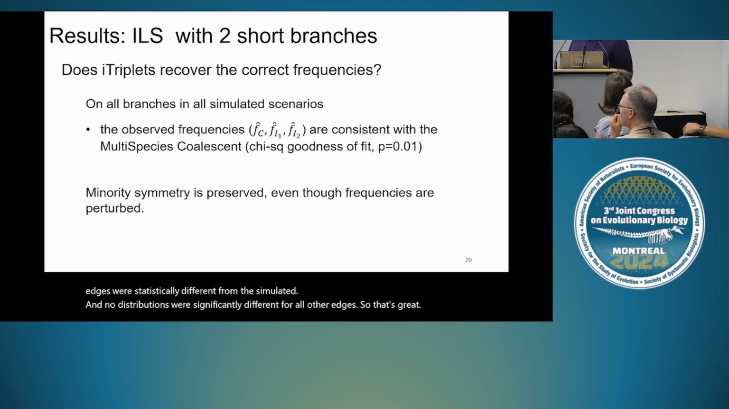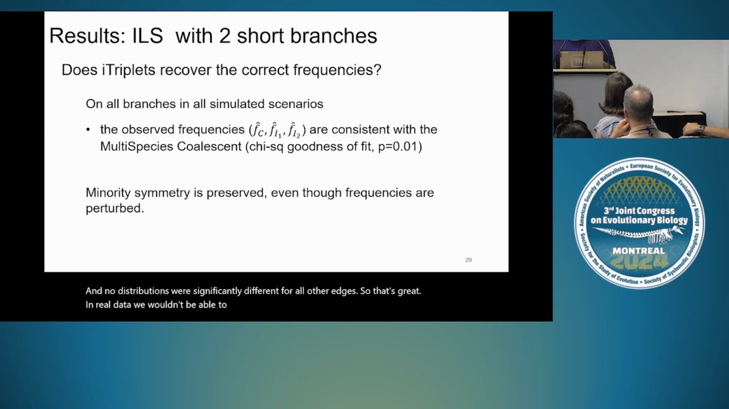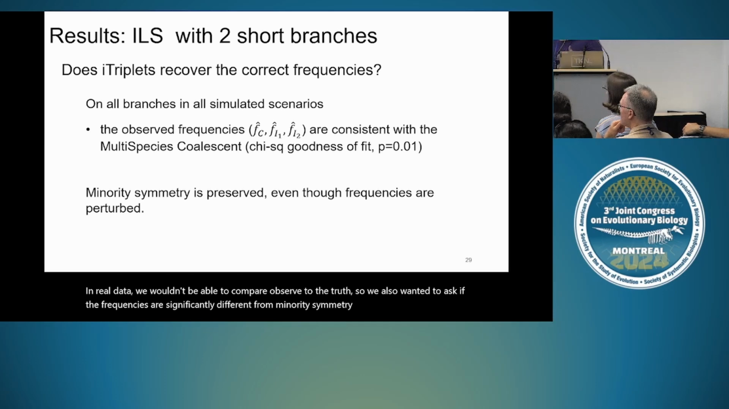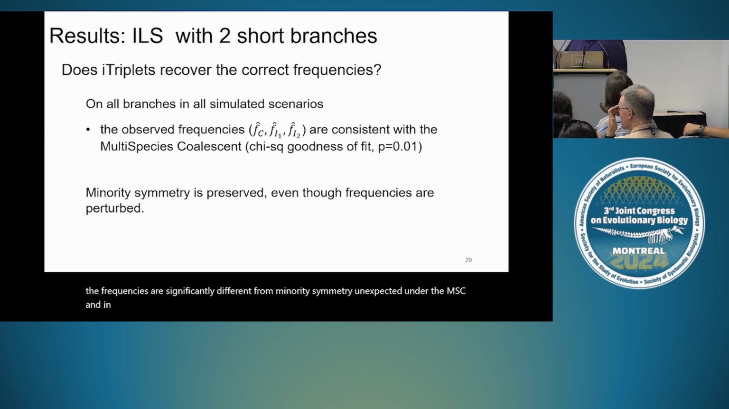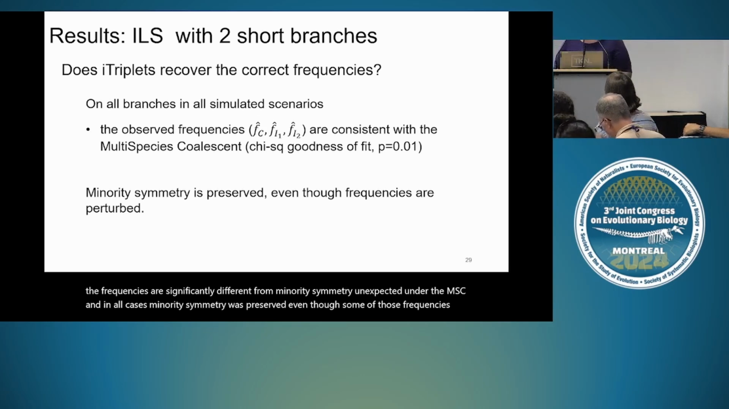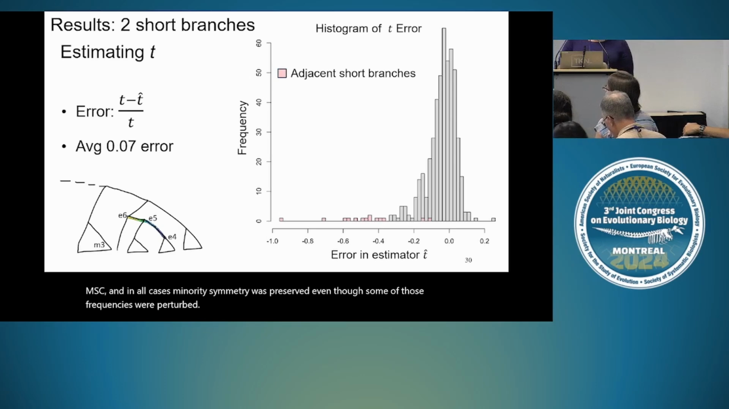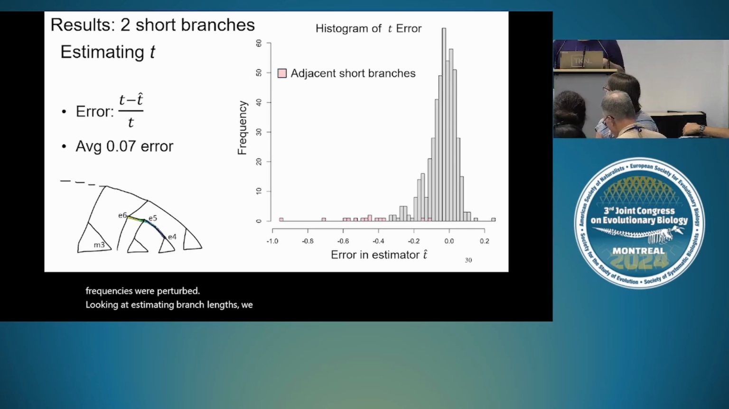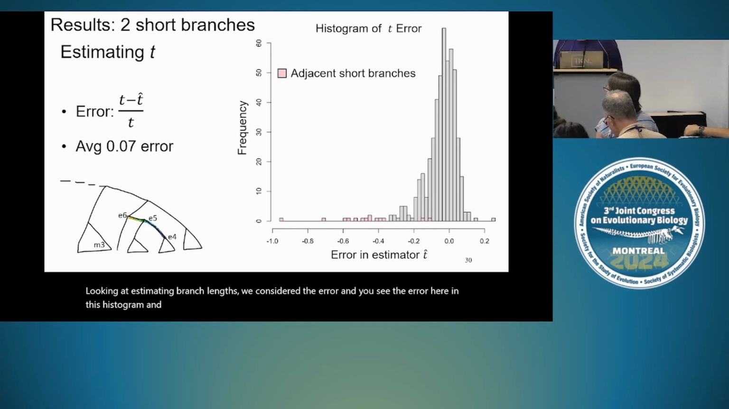In real data, we wouldn't be able to compare observed to the truth, so we also wanted to ask if the frequencies are significantly different from minority symmetry expected under the MSC. And in all cases, minority symmetry was preserved, even though some of those frequencies were perturbed. Looking at estimating branch lengths, we considered the error, and you see the error here in this histogram. We performed pretty well with an average error of 0.07, and the exceptions here were in those cases where the 2 adjacent branches were both short.